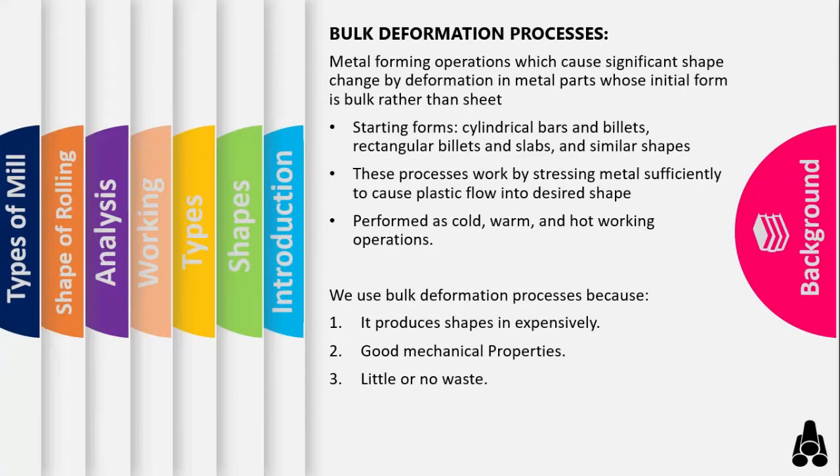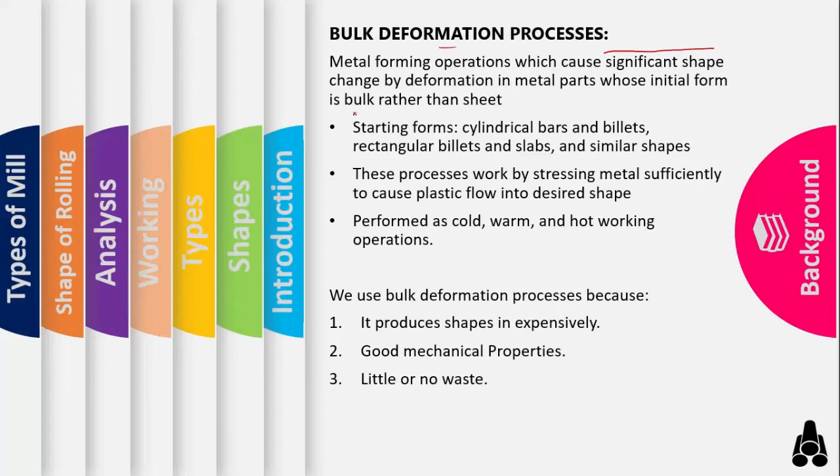Rolling operation, as the name suggests, is a deformation process. It's a bulk deformation process, and the identification of a bulk deformation process was that it's a type of metal forming process in which we achieve a significant shape change. Our purpose is the attainment of significant shape change, and that shape change is achieved by applying stresses or producing plastic deformation. So that's why it is a type of deformation process. It is used on parts whose initial form is bulk rather than sheet.